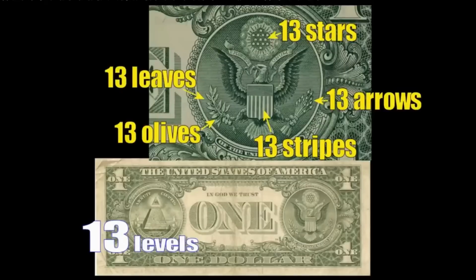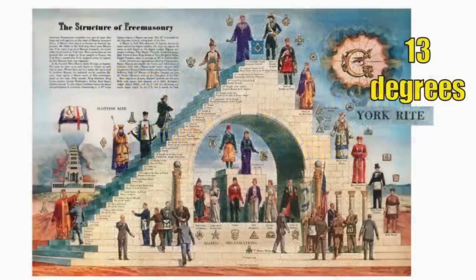Now, originally there were only 12 colonies. I think it was Delaware was actually not a colony until after the Declaration. There are many links between the symbols on the American dollar bill and, of course, the connection to the founding fathers being almost to the man Masons, but on the Masonic organization. So, for instance, the York Rite has 13 degrees. Now, this will connect rather nicely back to the American dollar bill.